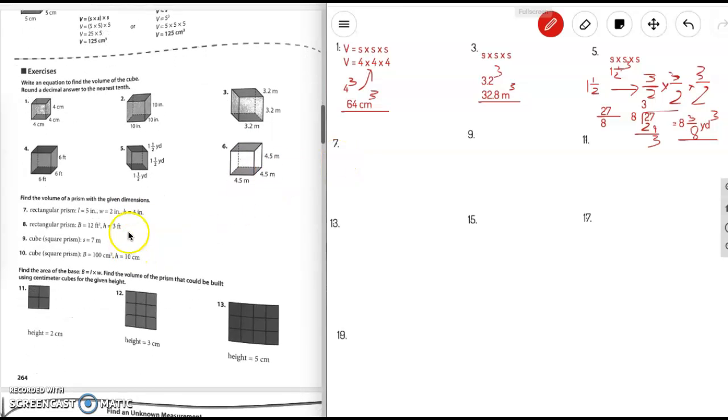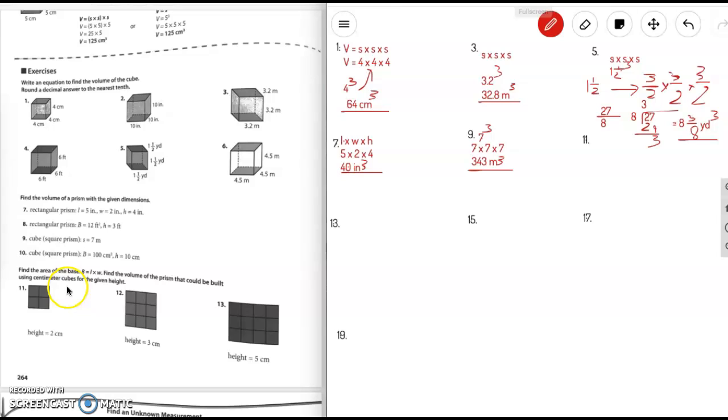Number 7, find the volume of a prism with given dimensions. The same thing, it's just that they did not give us a drawing. So rectangular prism, length times width times height, just fill in the numbers. So 5 inches times 2 inches times 4 inches equals 40 inches cubed. Number 9, cube, 7 times 7 times 7, or 7 cubed. Okay, and that will bring us to 343 meters cubed.